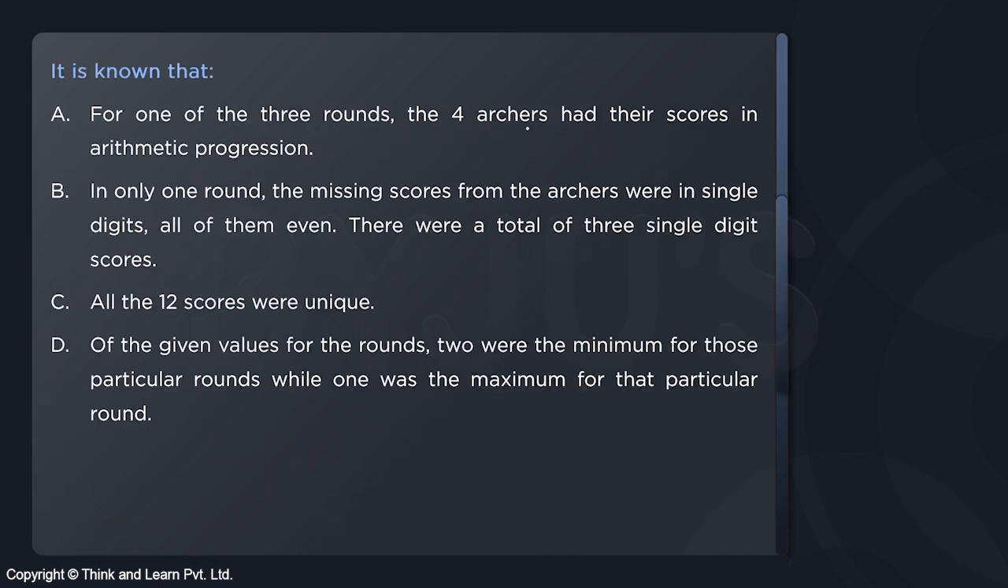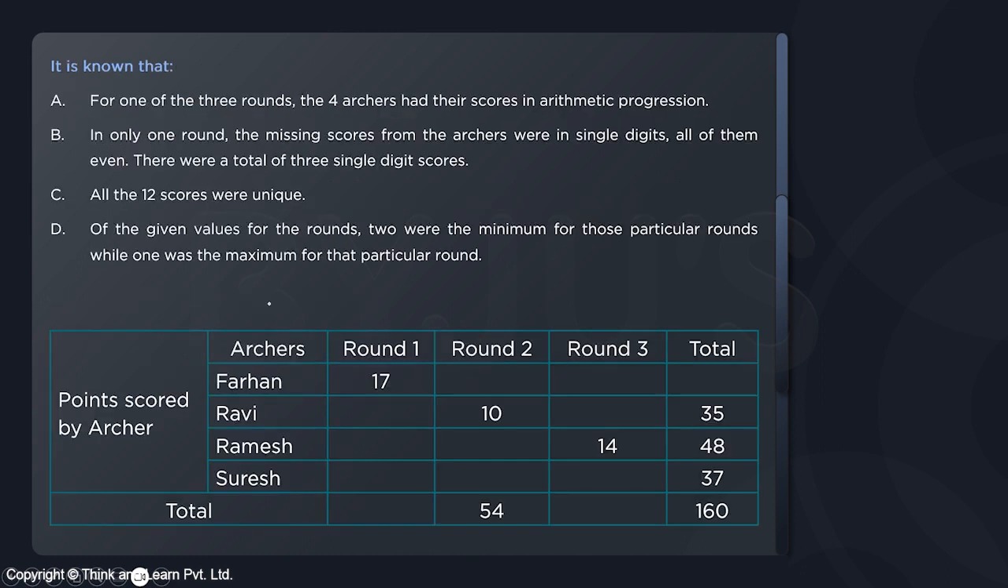For one of the three rounds, the four archers had their scores in arithmetic progression. In only one round, the missing scores from the archers were in single digits. All of them were even, all the 12 scores were unique and some more information is there. So I have put up all of this information on one single page and let's start filling it up.